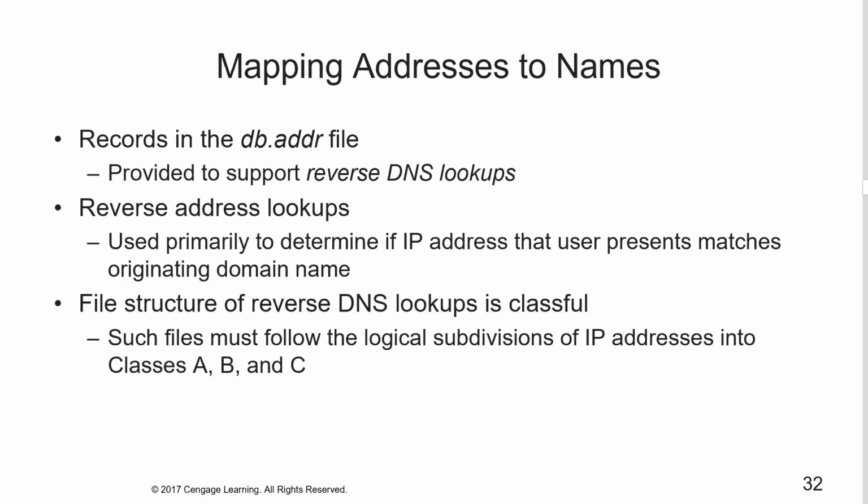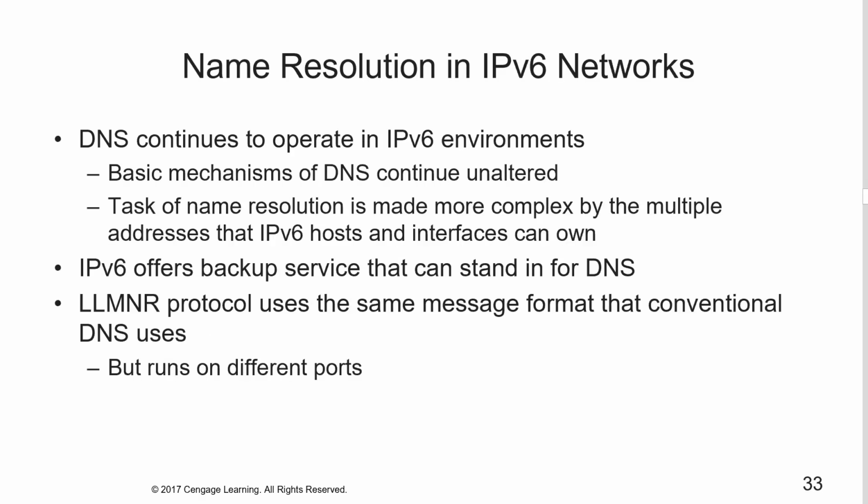So, mapping addresses to names. Records in the db.adder file are provided to support reverse DNS lookups. Reverse lookups are used primarily to determine if the IP address that a user presents matches an originating domain name. The file structure of a reverse DNS lookup is classful, so the files have to follow the logical subdivisions of IP addresses into classes A, B, and C.